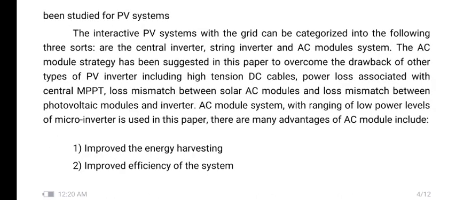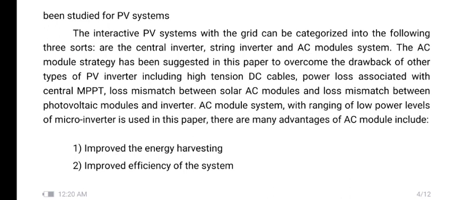The interactive PV systems with a grid can be categorized into the following three sorts: the central inverter, string inverter, and AC module system. The AC module strategy has been suggested in this paper to overcome the drawbacks of other types of PV inverter, including high-tension DC cables, power loss associated with central MPPT, loss mismatch between solar AC modules, and loss mismatch between photovoltaic modules and inverter. An AC module system with low power levels of microinverter is used in this paper.